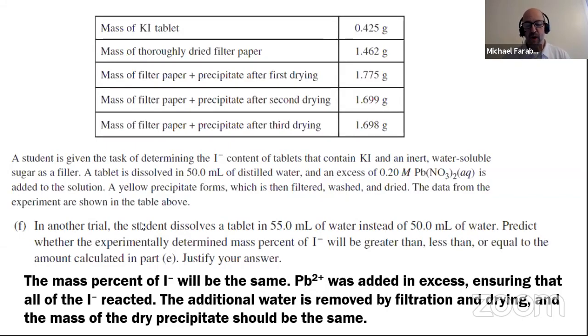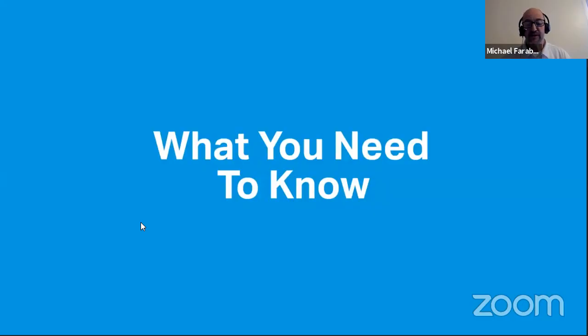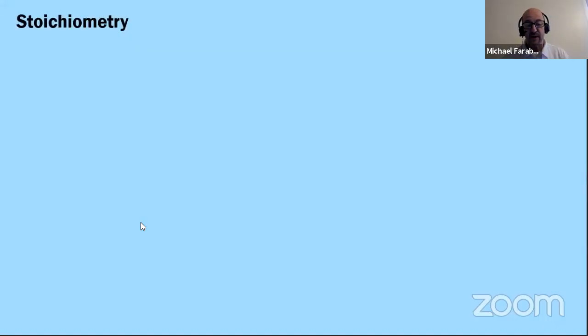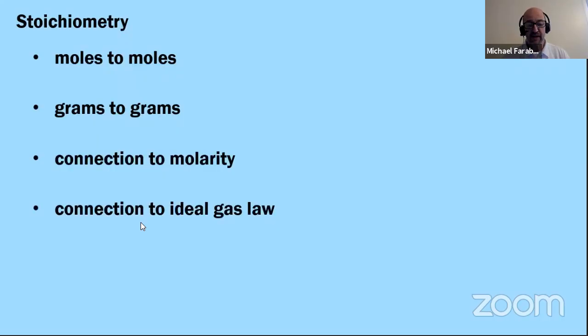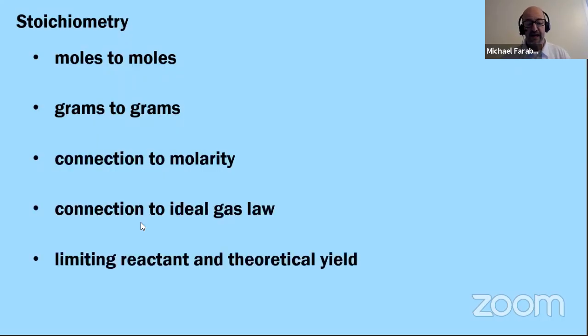All right, let's go on to our lesson. We're going to start with stoichiometry. And with respect to stoichiometry, I'd like to talk about conversions of moles to moles, grams to grams. I'd like to connect stoichiometry to molarity, the ideal gas law, as well as talk about limiting reactant and theoretical yield. So I'm going to come up with an unbalanced chemical equation that will deal with all of these concepts.